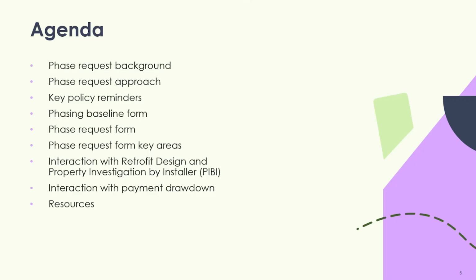Some key areas that we're seeing crop up that are requiring returns, so hopefully you can learn from those and not make those mistakes. Interaction with the retrofit and design, the pre-installation building inspection elements, and KPIs 1 and 2, just a bit of clarification around that. And the interaction following a phase approval with payment drawdown, and then some other resources that you can utilize going forward.